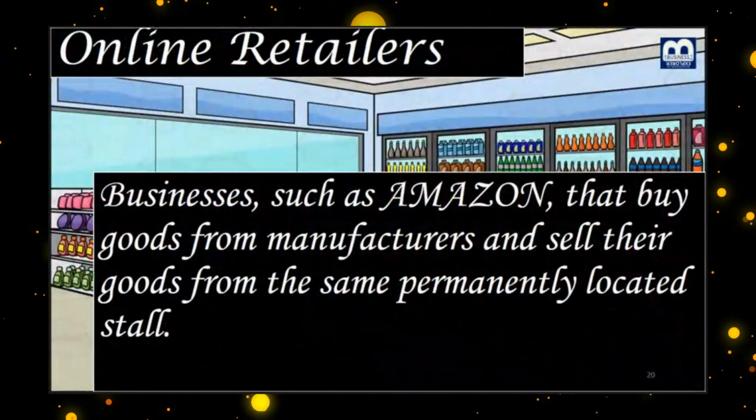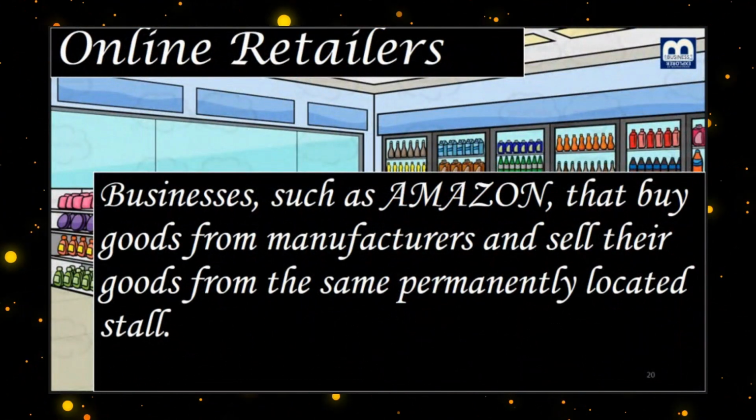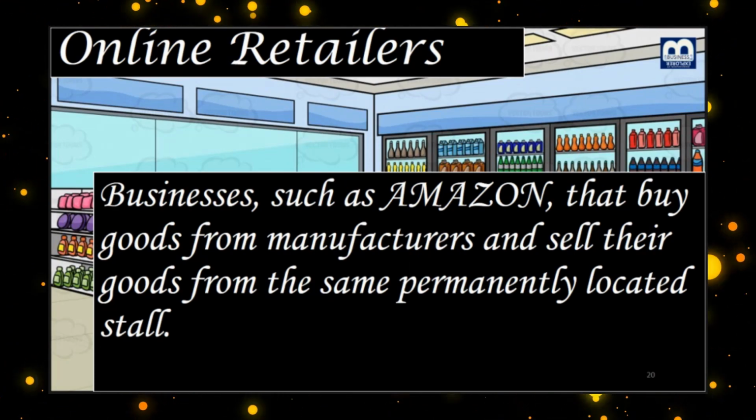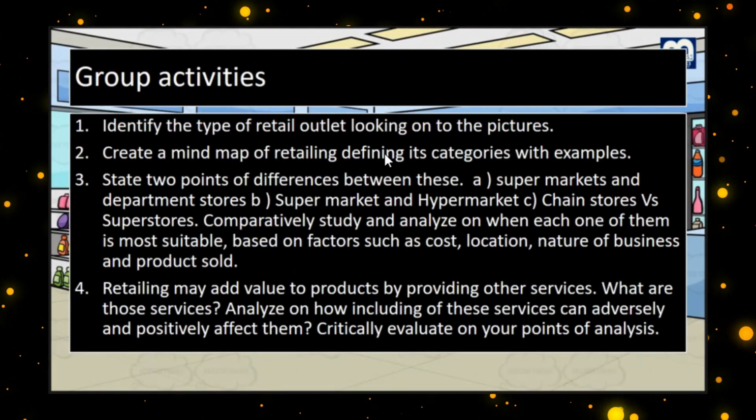Online traders. Businesses such as Amazon that buy goods from manufacturers and sell their goods from the same permanently located store. These are the group activities which you need to do.